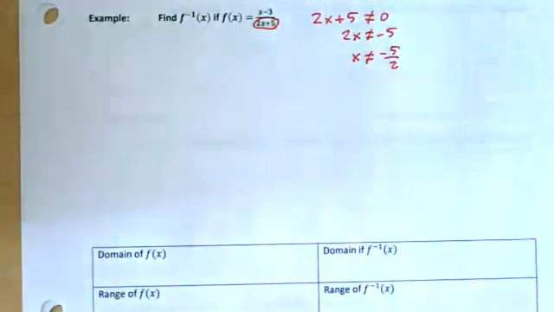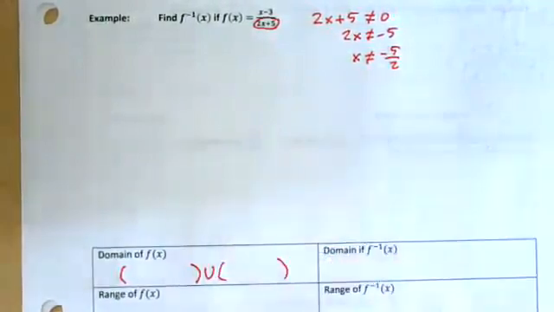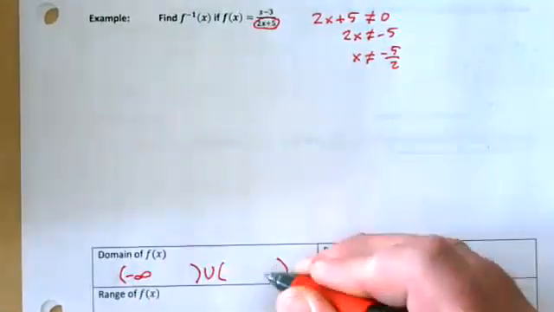So the domain of the original function is going to be all real numbers except for -5/2. You guys feel comfortable putting that in interval notation? Give it a shot down here. You're going to have 2 intervals. It's basically -∞ to infinity.